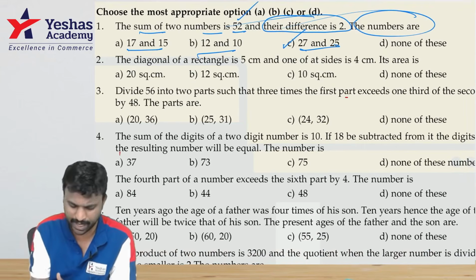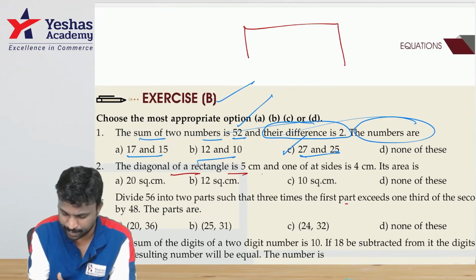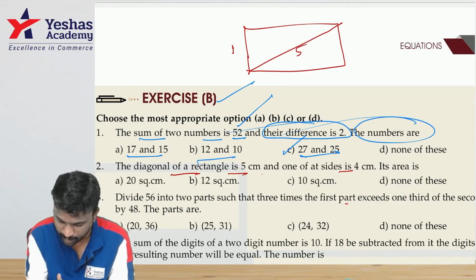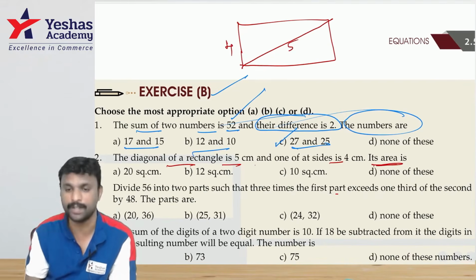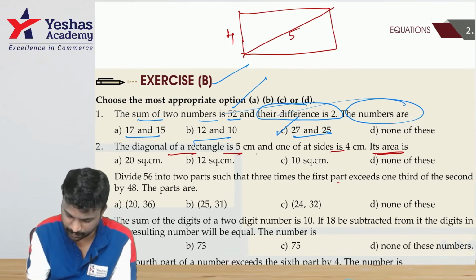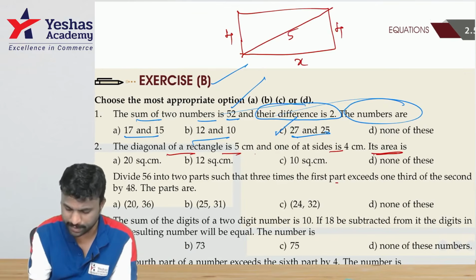Moving on to the next question, the diagonal of a rectangle is 5 centimeters. Guys, the rectangle is this and the diagonal is this, 5 centimeters, and one of the sides is 4. Guys, what is it they're asking? The area of this rectangle. Don't you think if this is 4, this is also 4? Because it's a rectangle. And what about this side, guys?